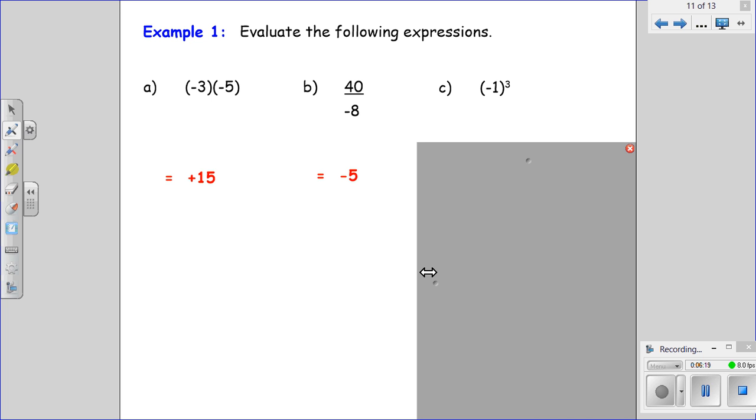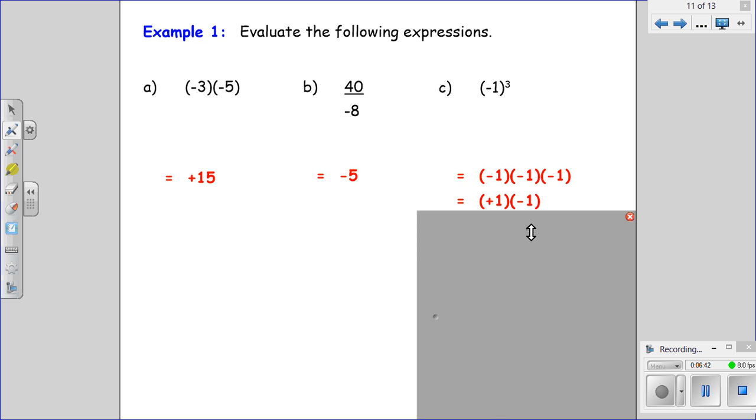Negative 1 to the exponent 3. Well, now we need to remember what an exponent tells me. Oh, right. It tells me how many times I'm multiplying a number by itself. So this really means negative 1 multiplied by negative 1 multiplied by negative 1. Well, the first two are a negative multiplied by a negative, which is a positive. And I just write the other negative down. And a positive 1 times negative 1. Oh, yeah, positive multiplied by negative. It's negative.